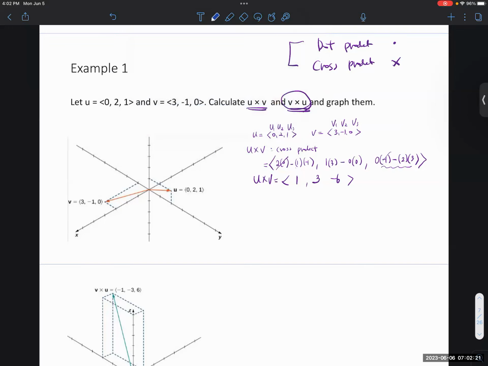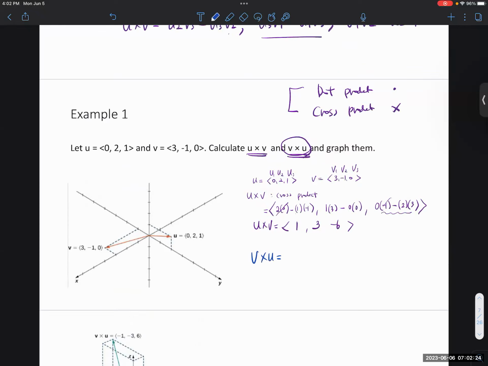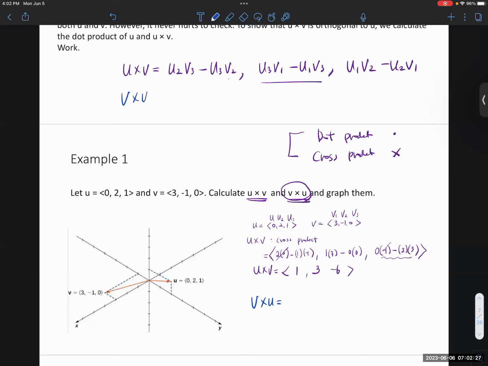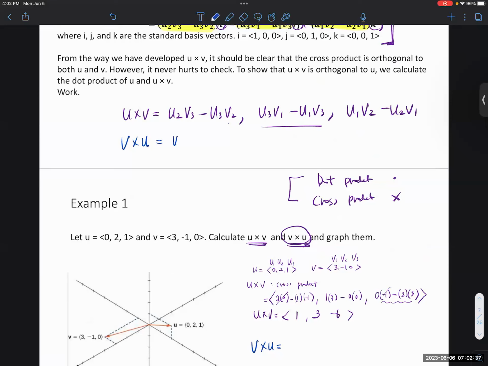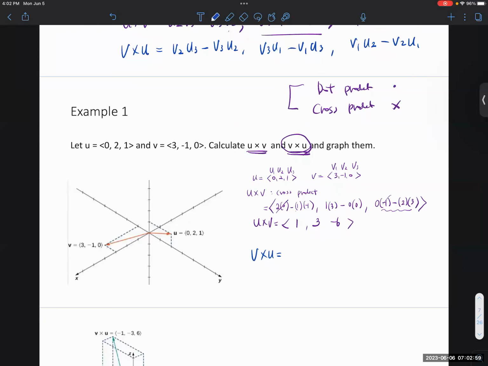This time we're going to do V times U, which is backward. So we're going to change everything, right? This time it's V2 U3 minus V3 U2, and then V3 U1 minus V1 U3, comma, and V1 U2 minus V2 U1. So let's calculate that. I know it's ugly, but we're going to calculate it.